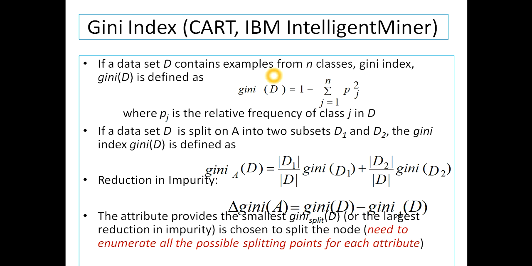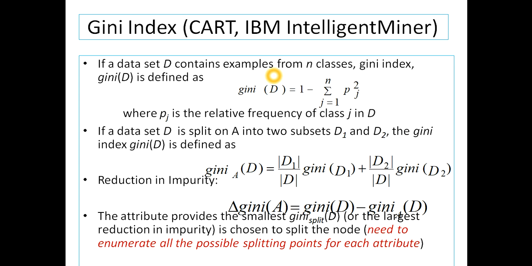So that was Gini index, and when we use it, our decision tree algorithm will be known as CART. And I have just discussed the formula for calculating the Gini index. The attribute that provides the smallest Gini split, or the largest reduction in impurity, is chosen to split the nodes. This means that whenever we find the Gini index is small for a particular node, we will select that node for the splitting purpose.